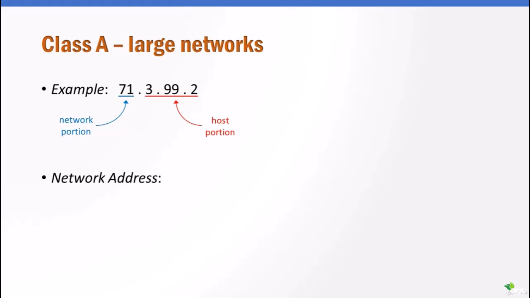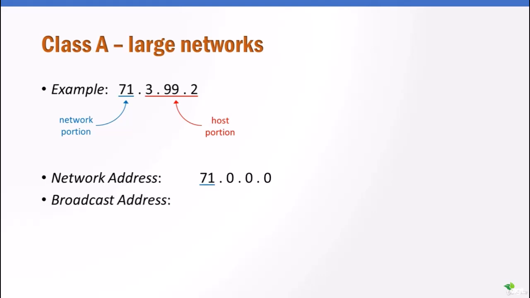Now, how do we determine the network address? So we take the network portion, we copy that, and then in the host portion, we put zeros. So 71.0.0.0 is going to be our network address for this example.